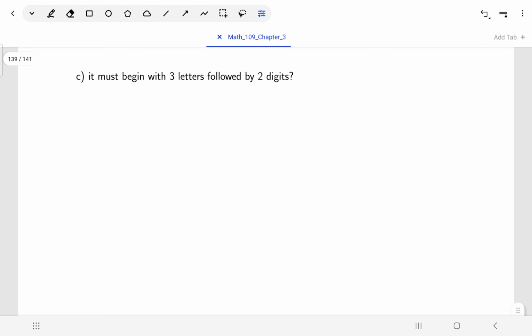Okay, so further restrictions. Again, when we're doing a follow-up question, it doesn't necessarily mean that the earlier parts carry over. So part B was nothing gets repeated. That doesn't affect part C. So these 3 letters followed by 2 digits, maybe things are repeated here, maybe not. So for C, a password like AAA22 would be fine because it doesn't say anything about repetitions. All I know is that the first 3 positions are letters, and then the last 2 are digits.